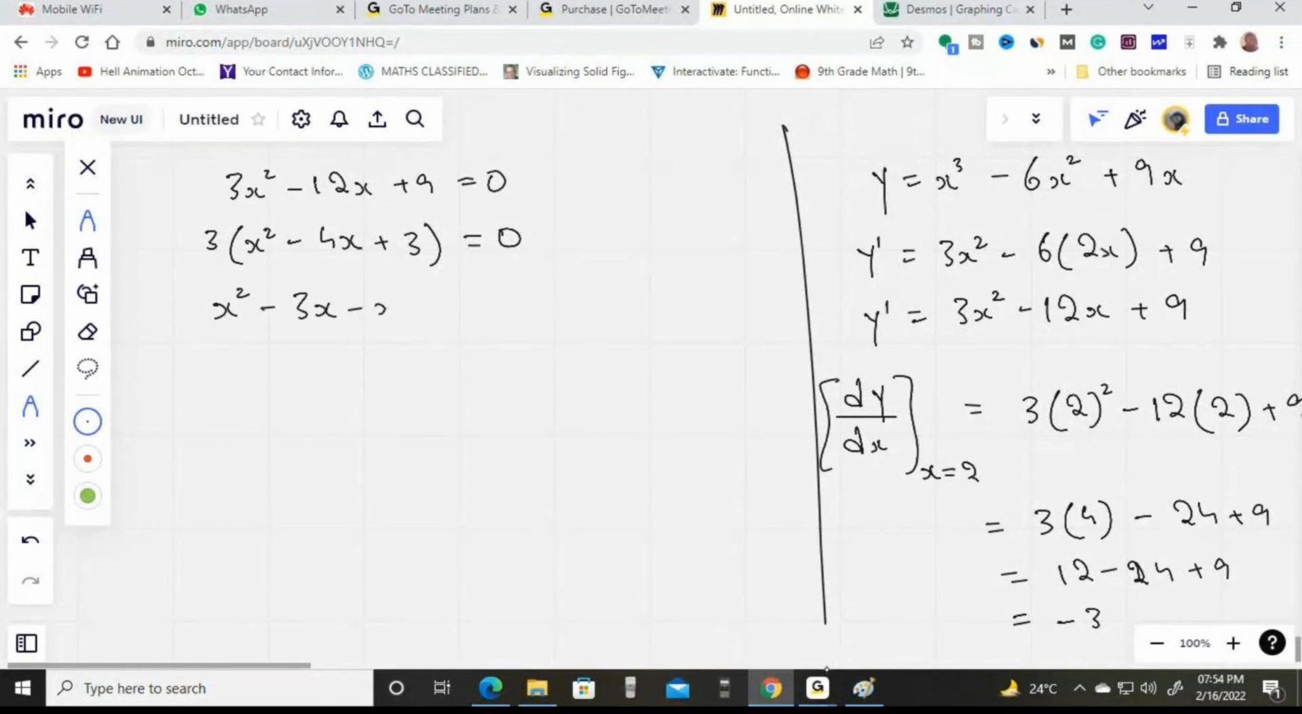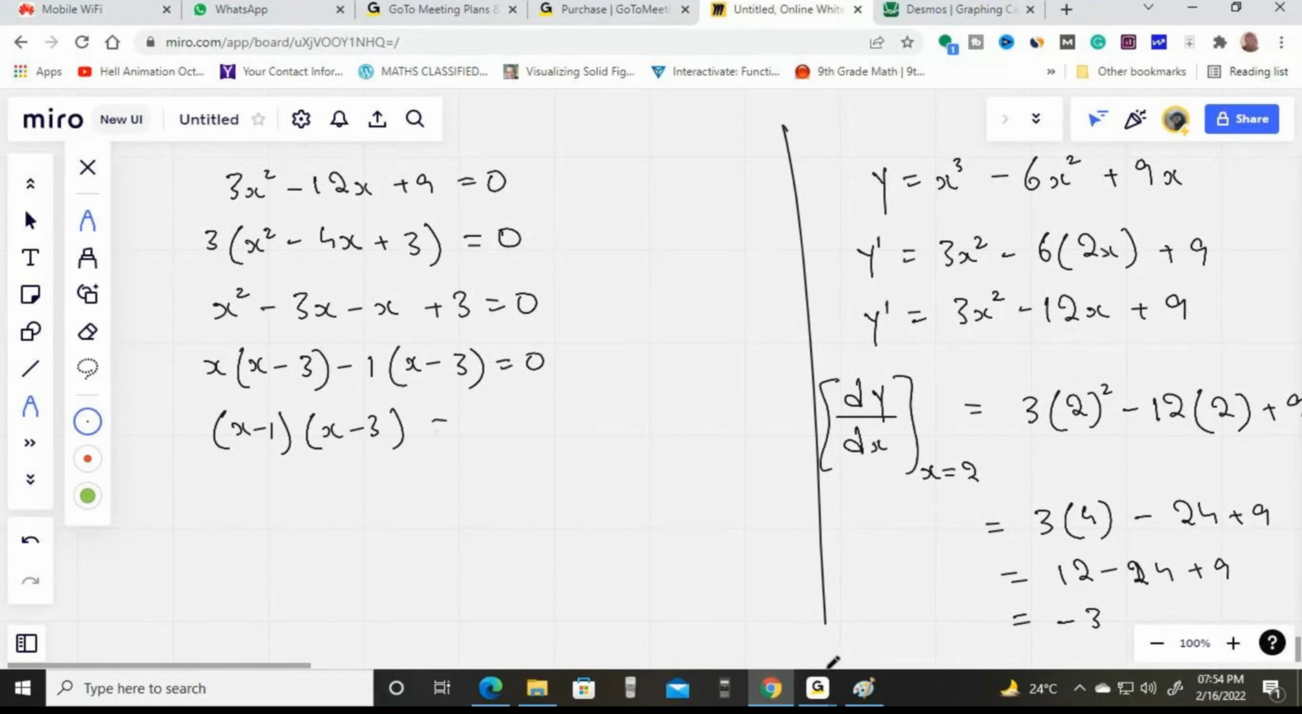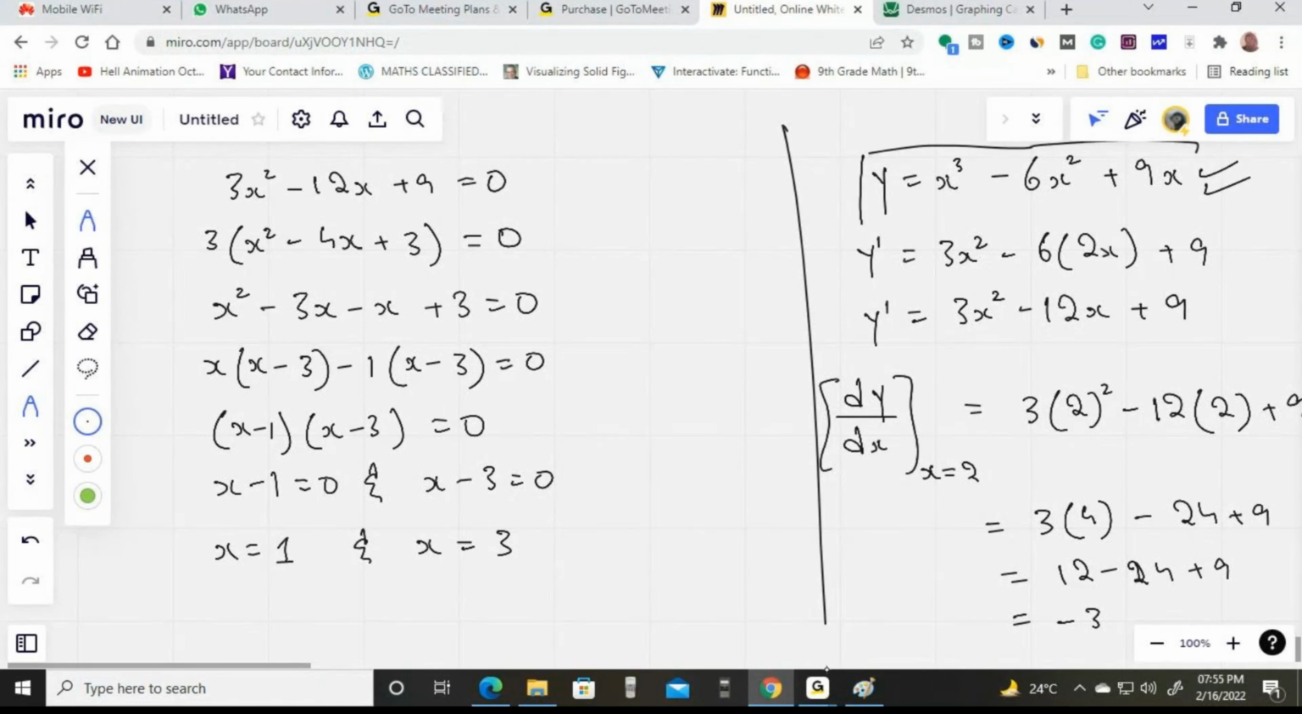So on factorization, the two factors that I'm getting here are x minus 1 and x minus 3 equals 0. Once you equate both these factors to 0, the x coordinates of the two turning points are coming out to be 1 and 3. Now, substitute these 1 and 3 one by one in your original function, which is this, and get the corresponding y coordinates.